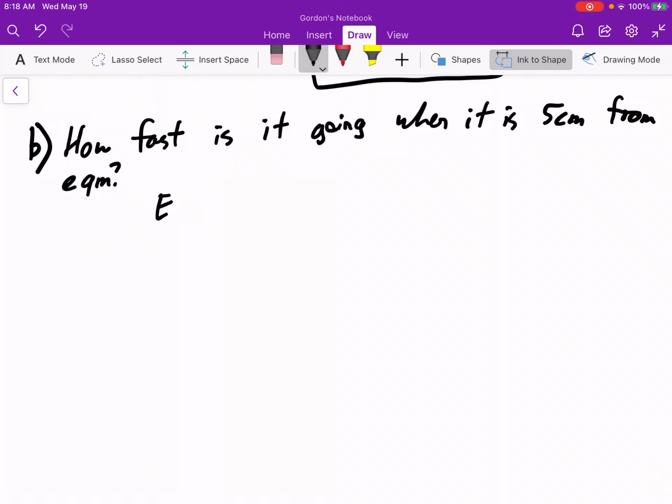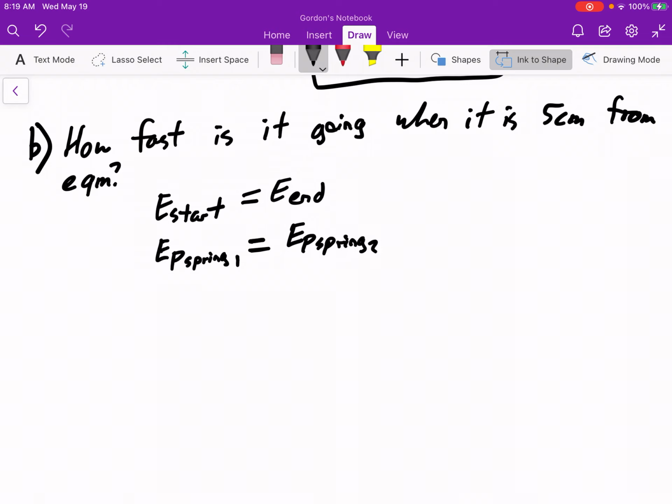So the energy that we have at the start is going to be equal to the energy that we have at the end. The energy at the start is just the potential energy of the spring. We'll call that spring 1. And at the end, we're going to have two types of energy. We're still going to have a little bit of this potential energy left because the spring is still stretched out. And we're also going to have that kinetic energy.